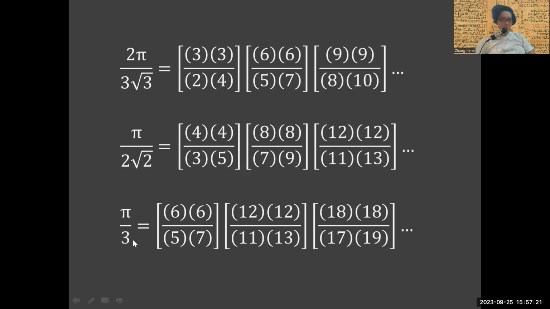and the numerators will have multiples of 6. Denominators, you have consecutive numbers starting from 5: 5, 7, 11, 13, 17, 19, etc. So today is to show how these infinite products are going to converge to these 3 numbers. Namely, they are involving pi. Okay, so I'm going to show the first one.